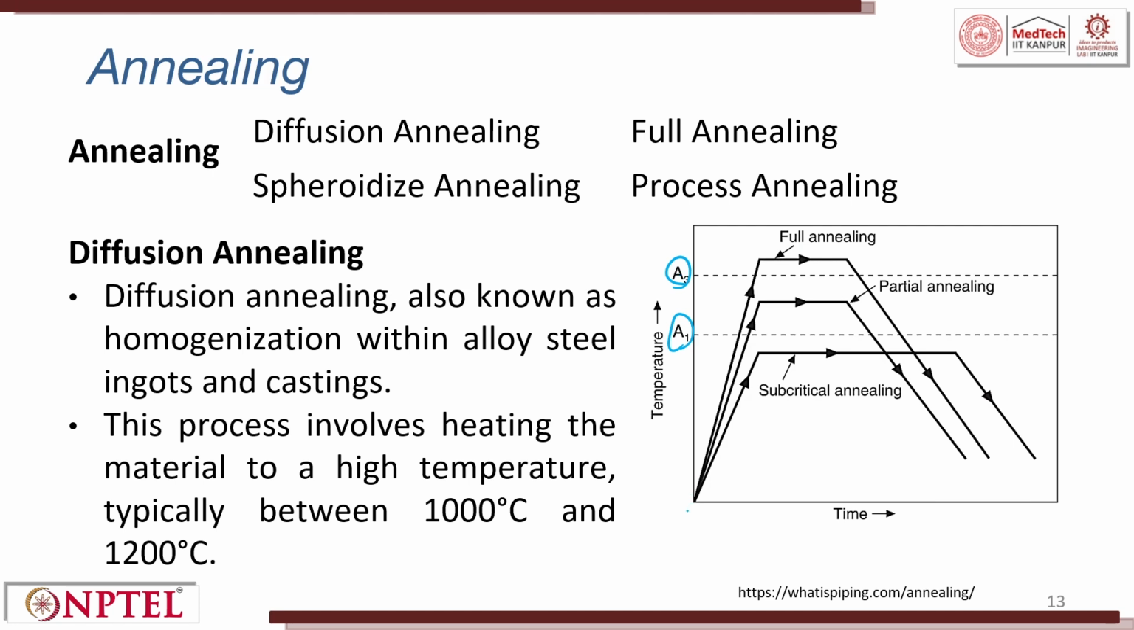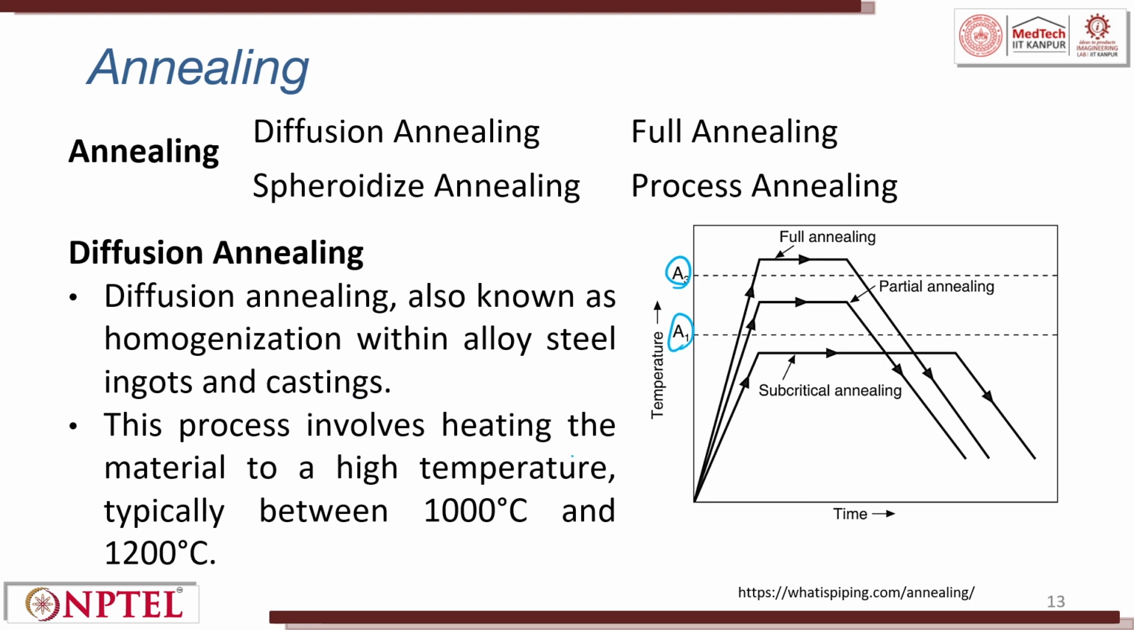So, you do a heating, then soaking, then cooling. Partial annealing means you do not go below A3 and then you do a slow cooling. Subcritical annealing is you do not even cross the A1 temperature and then you soak it for a longer time and then cool it. So, diffusion annealing, also known as homogenization, is used within alloy steel ingots and castings.